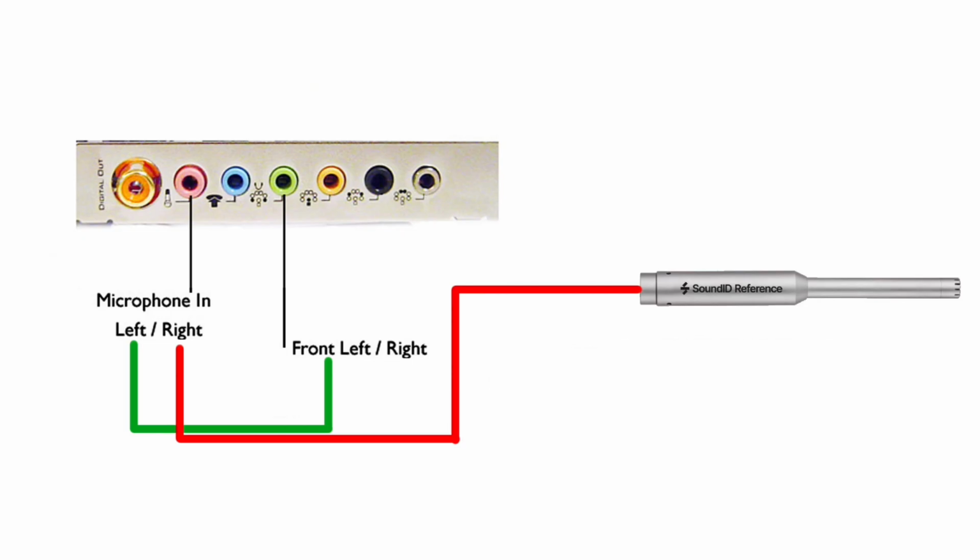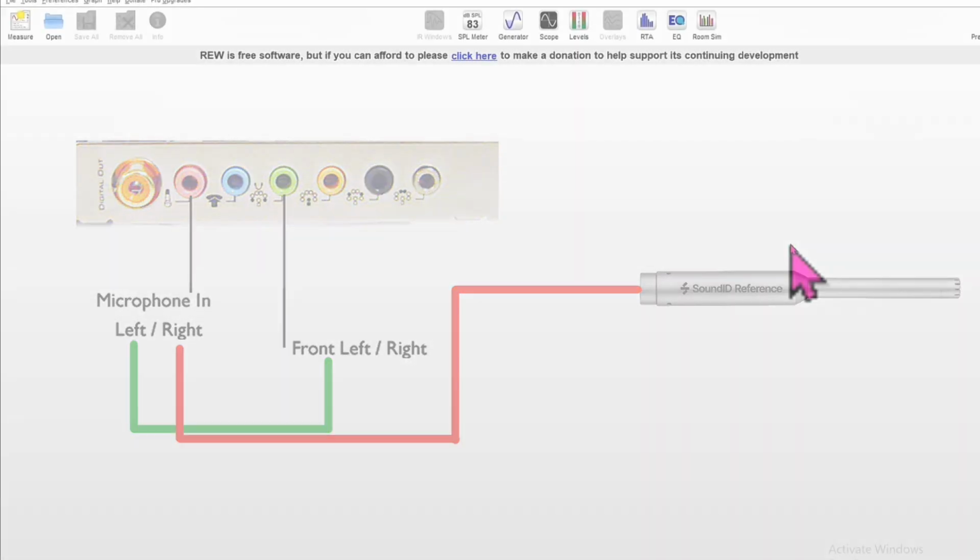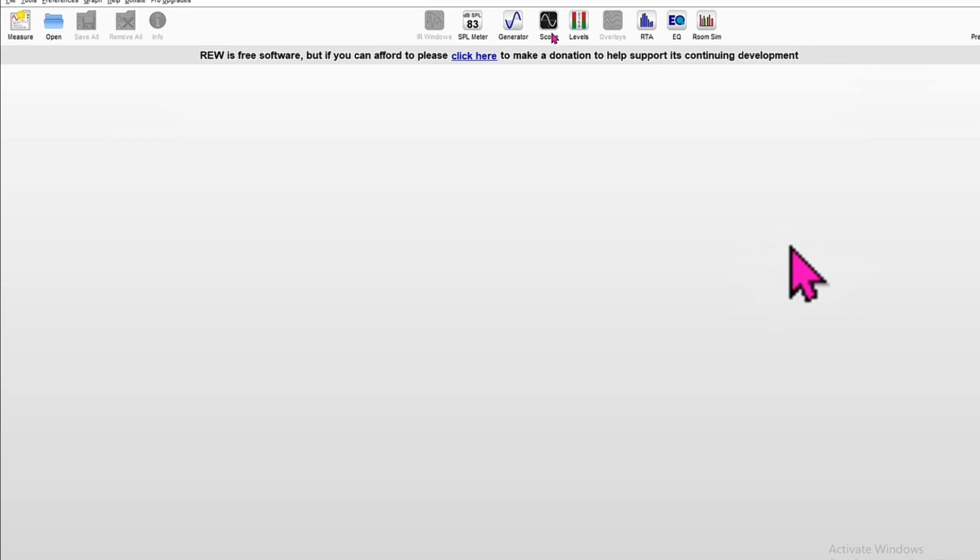You need this simple setup to measure the wavelength. Connect the measurement microphone to the first mic input, and connect the second mic input to the sound card output or front speaker output. Open REW and choose these windows.